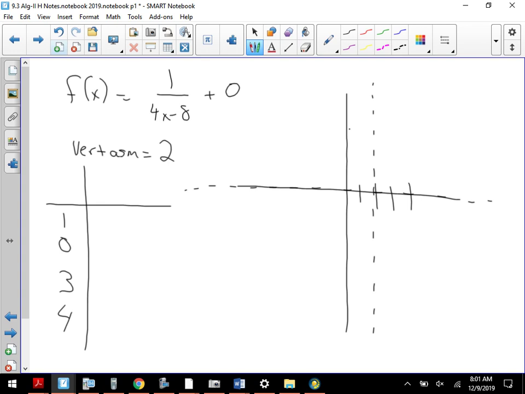If I throw 1 into that, I get 1 over negative 4, so negative 1/4. I throw a 0 in there, I get negative 1/8. 3, if I put 3 in there, I get 1/4. And then if I put 4 in there, I get 1/8. Convenient. Okay. So now it's just a matter of plotting those through.